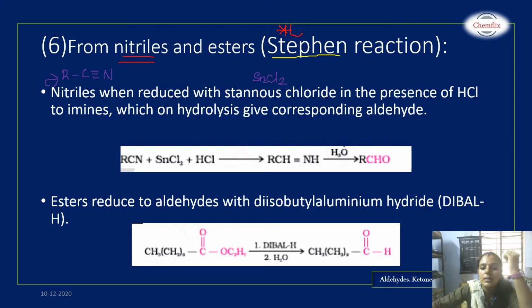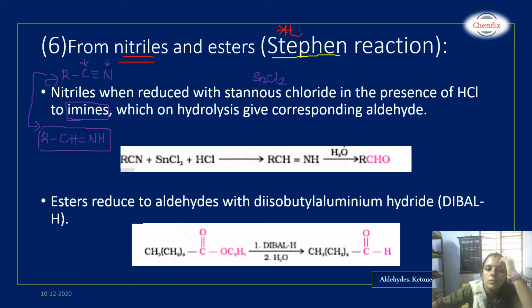this nitrile will reduce to imines. What will it change to? Imines. Imines are R single bond CH double bond NH. That is, we added H2 to this triple bond. It is a reduction. When H2 is added, the triple bond changes to a double bond, and one hydrogen is added to this carbon and another hydrogen is added to this nitrogen, and you will get this product. The name of this product is imine.